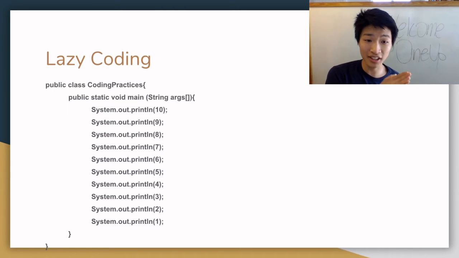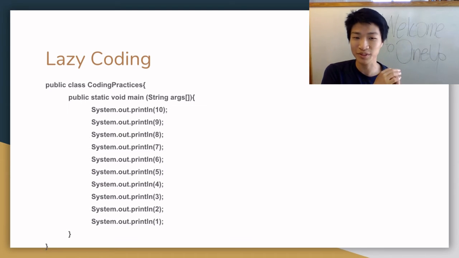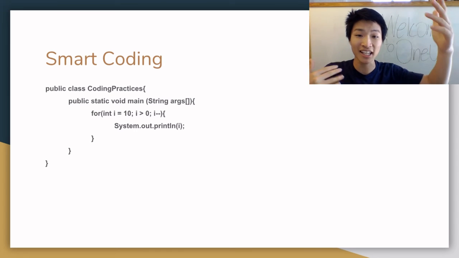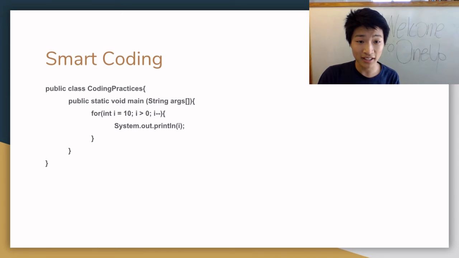Lazy coding. This is why you use for loops and while loops. This looks like a mess. You have a ton of print line statements, and they all could be accomplished using a simple for loop or a while loop. And I will show you smart coding. I compacted 9 or 10 lines of code into 3, and that's why you want to make sure you're being smart or concise about your code.